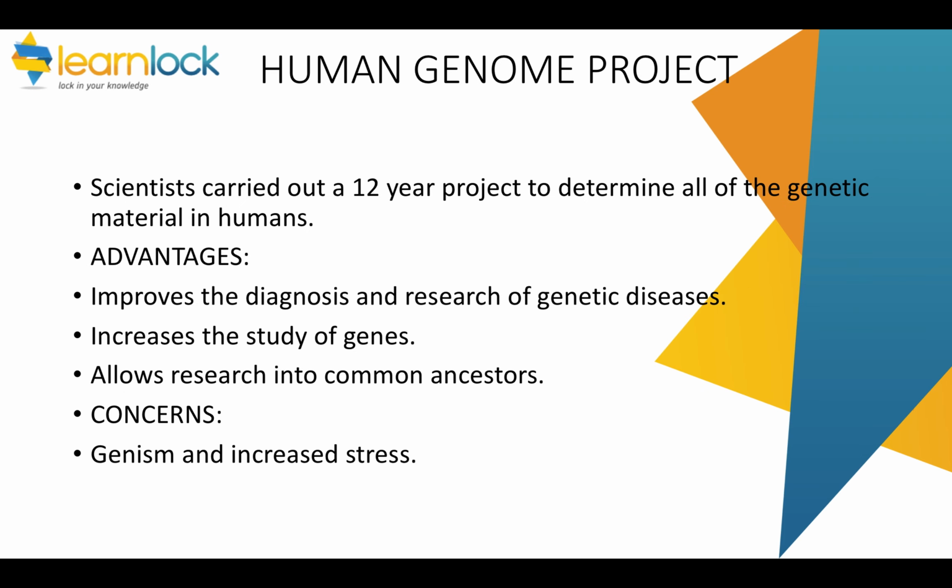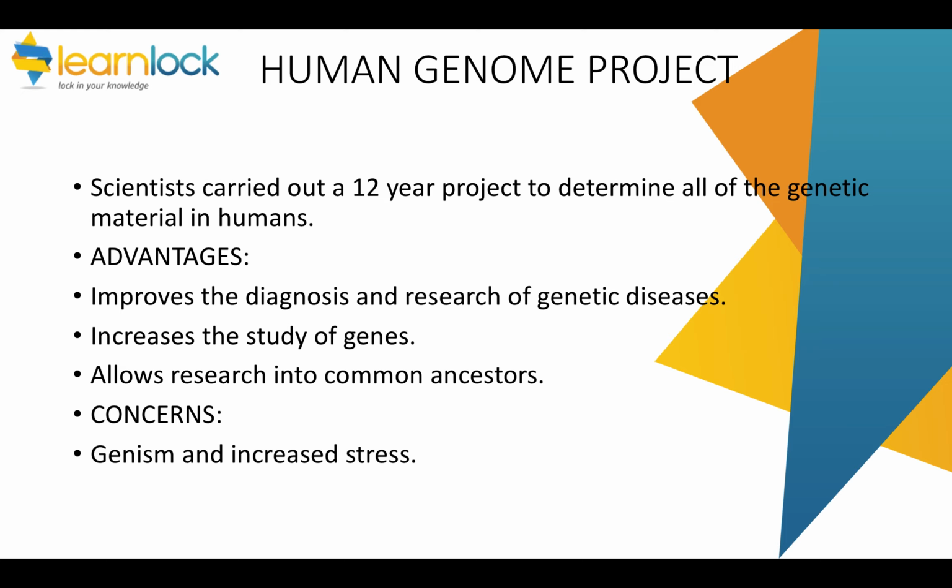As mentioned before, all of the entire genetic material is called the genome. Scientists carried out a 12-year project to determine all of the genetic material in humans, which is called the Human Genome Project. The good thing about this is it improves the diagnosis and research of genetic diseases. So different genetic diseases like cystic fibrosis, they can find out which gene that's on and research that more. It also allows us to research more into common ancestors and the discovery of the earliest ancestors in Africa.